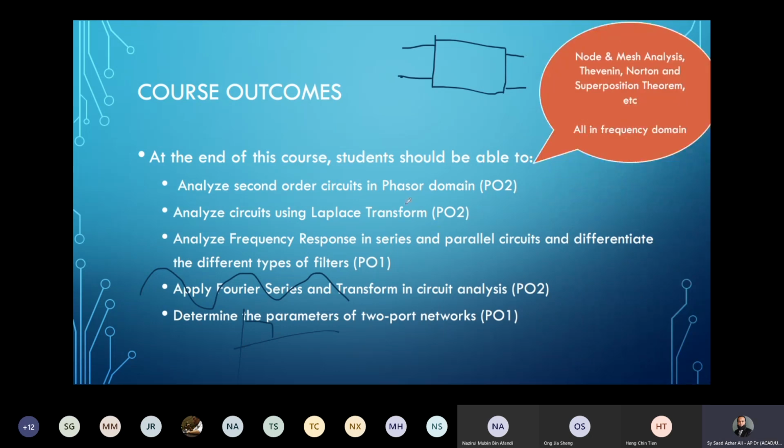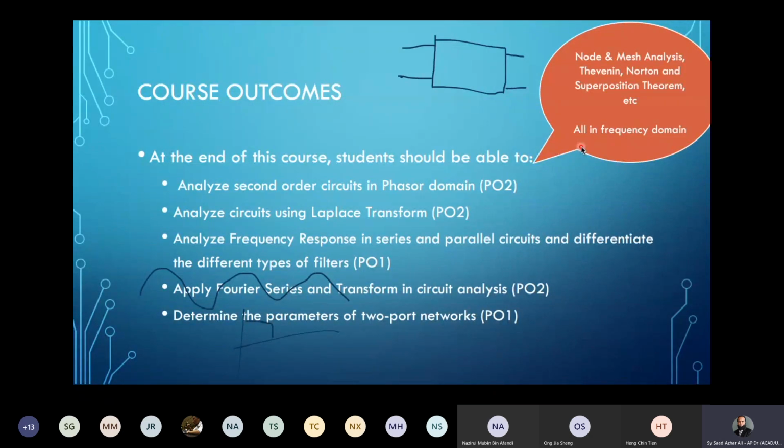So when we talk about all this, we're talking about node, mesh, Thevenin, Norton, superposition, all of this, and all of them in frequency domain. So it will be fun to see everything in frequency domain. It's not natural for us because naturally we are familiar with time domain. But trust me, solving circuits or systems in frequency domain is much easier.